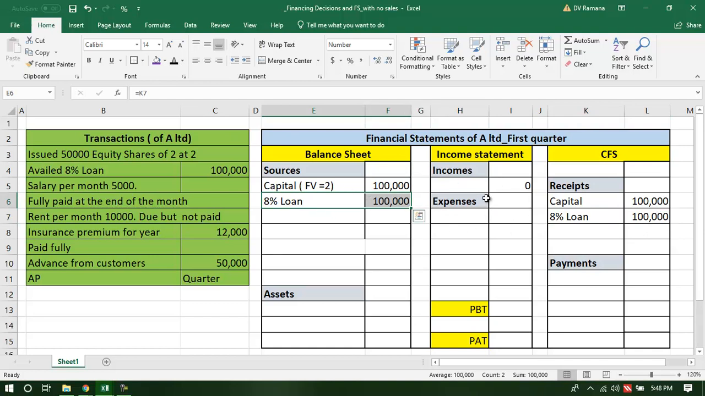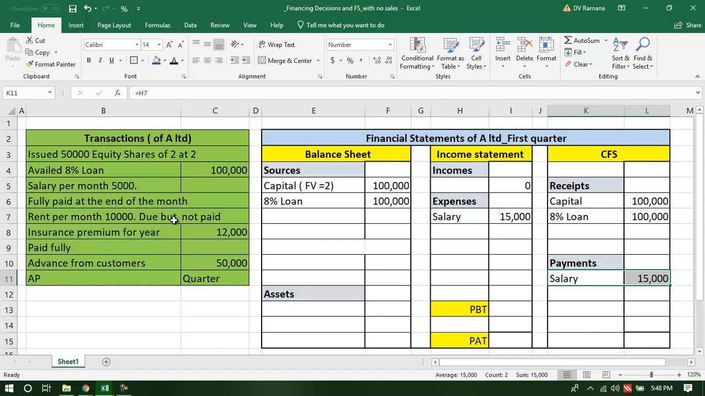It's not an income. Salary for the month is 5,000, and salary is paid at the end of the month. Here the accounting period is a quarter, so we are preparing the financial statement for the first quarter. So salary for the quarter is 15,000, 5,000 into 3, and we paid the salary by the end of the quarter, 15,000. So every month end we pay 5,000.